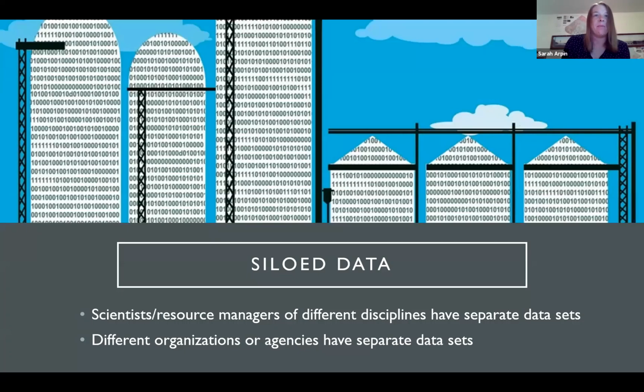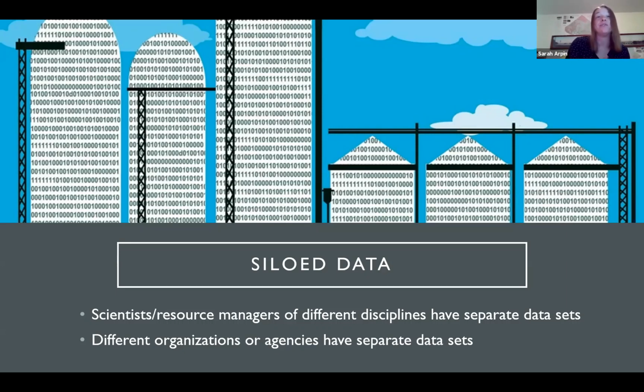One of the big things that we need to look out for in managing resource data is siloed data. That's where you have scientists or resource managers within maybe the same organization or agency, but they're operating under different disciplines and they have separate data sets, and there's not that communication. You maybe have biologists and hydrologists, and some of their information can overlap. If the biologists are looking for bat habitat and the hydrologists know where the caves are, but the biologists don't know where the caves are, there needs to be that communication.